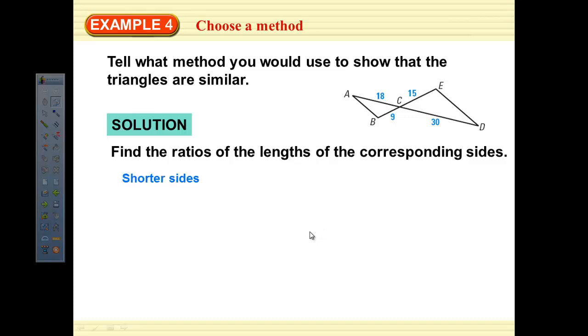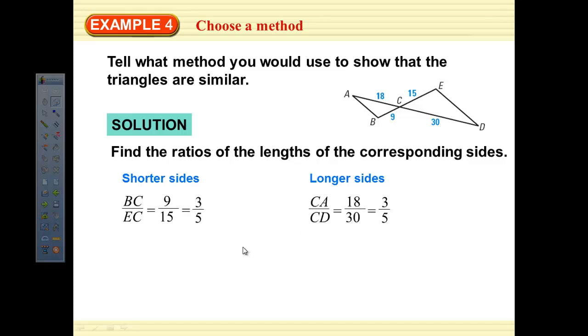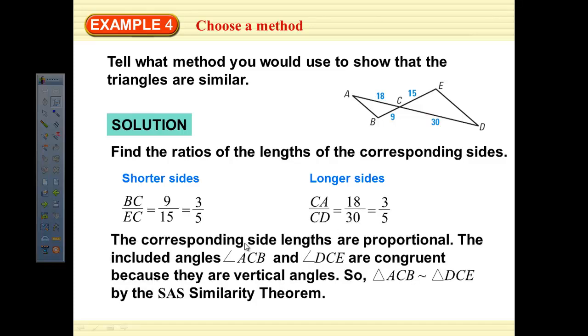And again, we've got the ratio of these two sides is 3/5. For these two sides it's 3/5. And we know that these two angles are congruent, so the two triangles are similar by side angle side similarity.